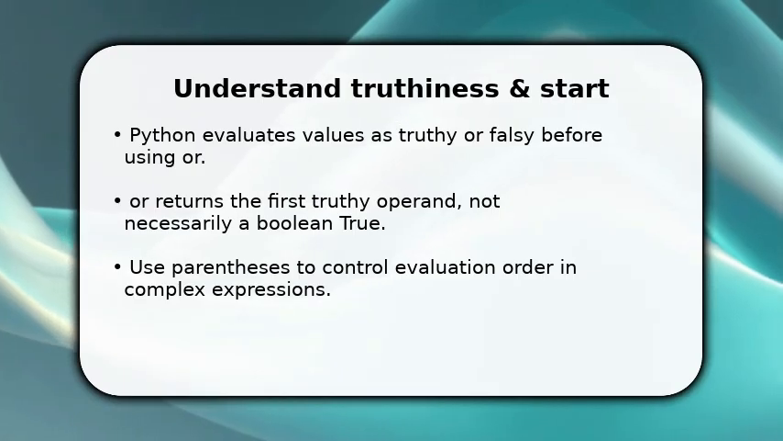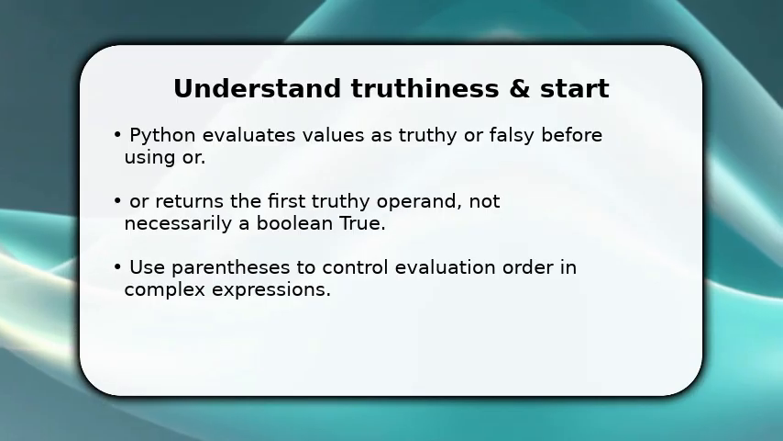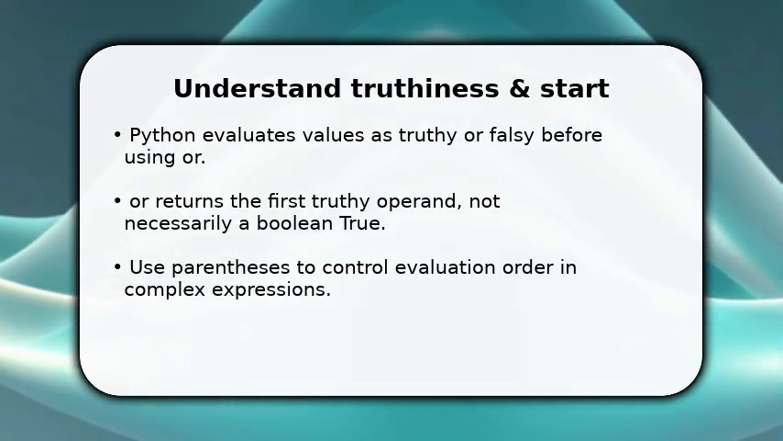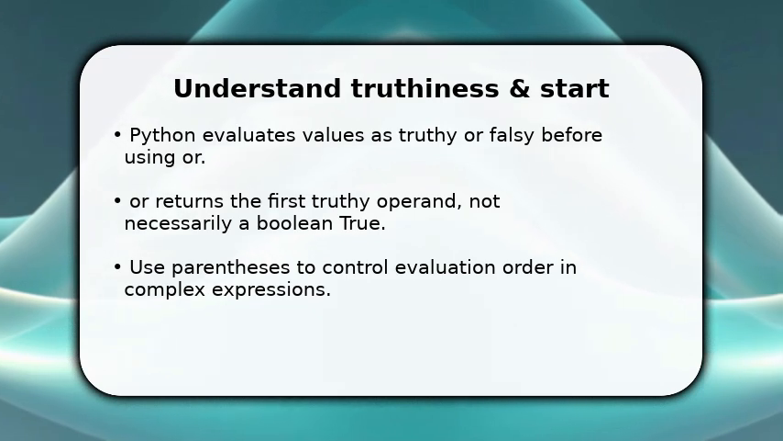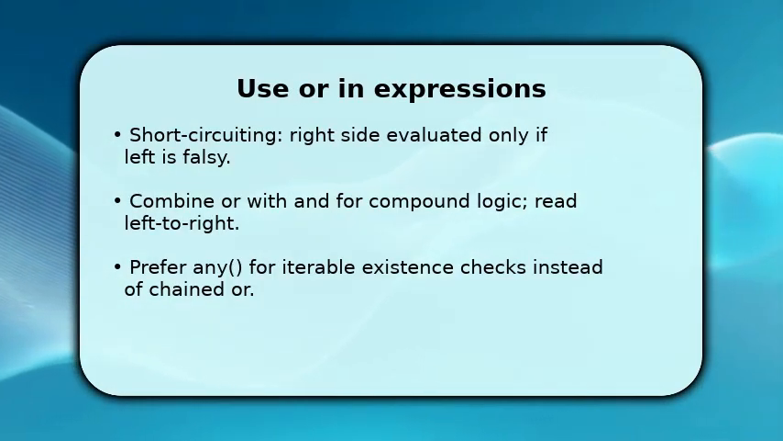Take this first actionable step now. Replace simple if else defaults with or only when falsy values are acceptable as missing. Once you rely on short-circuiting, you can simplify control flow. A or B will call B only if A returned a falsy value.